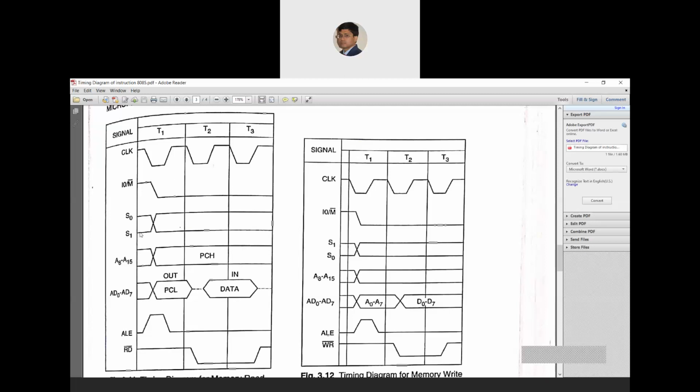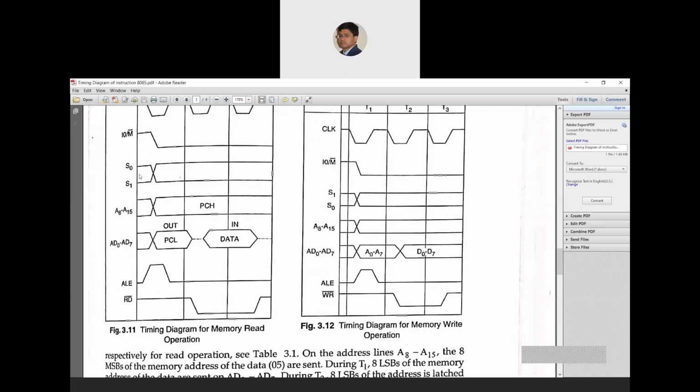So S1 is going from 0 to 1, so it is high, and S0 is going from high to low. So this is the combination required for the memory read operation. This is always fixed, S1 1, S0 0. So these two signals are done.